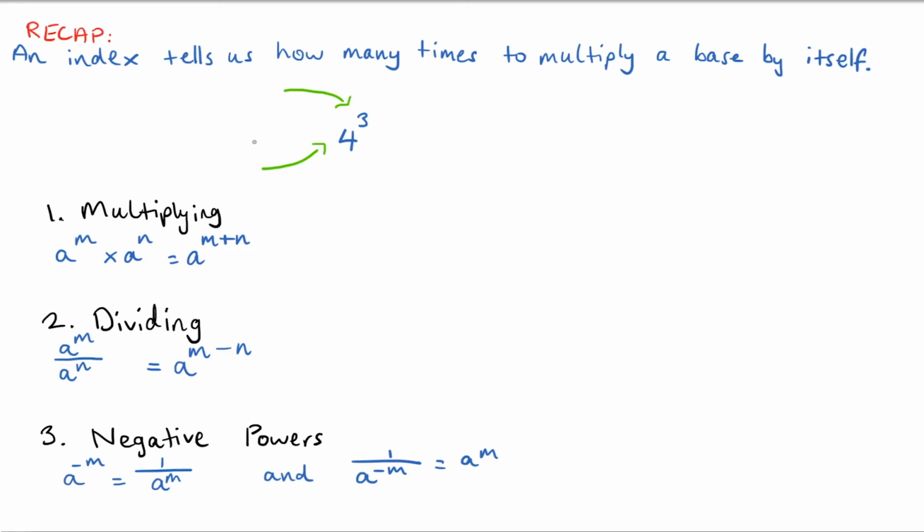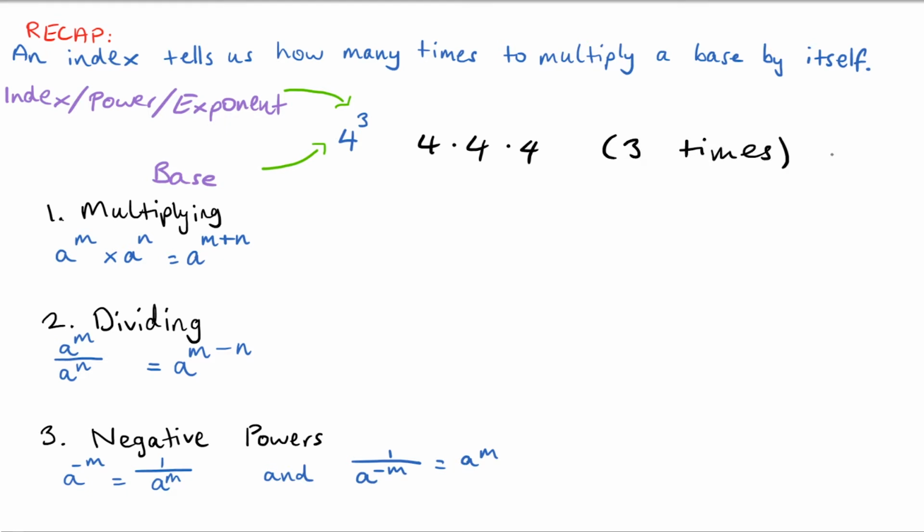An index tells us how many times to multiply a base number by itself. So in this example, the 4 would be the base, and the 3 is sometimes referred to as an index or a power, or sometimes an exponent. In any event, this is 4 times 4 times 4, 3 times. In other words, we're writing a list of 3 4s because 4 was the base, and this 3 up here tells us how many times to keep going.